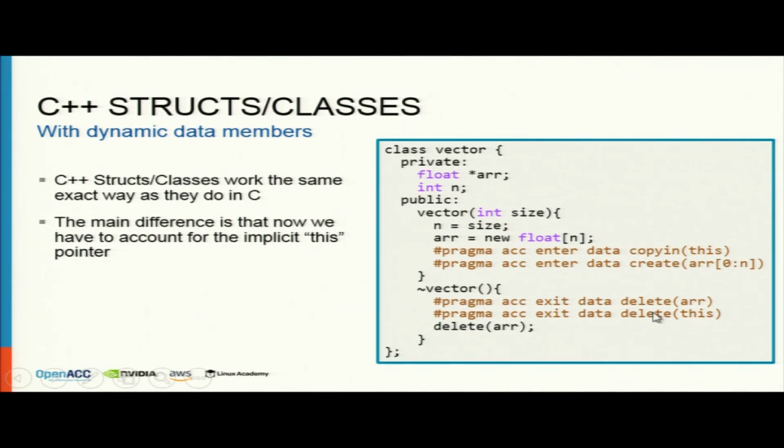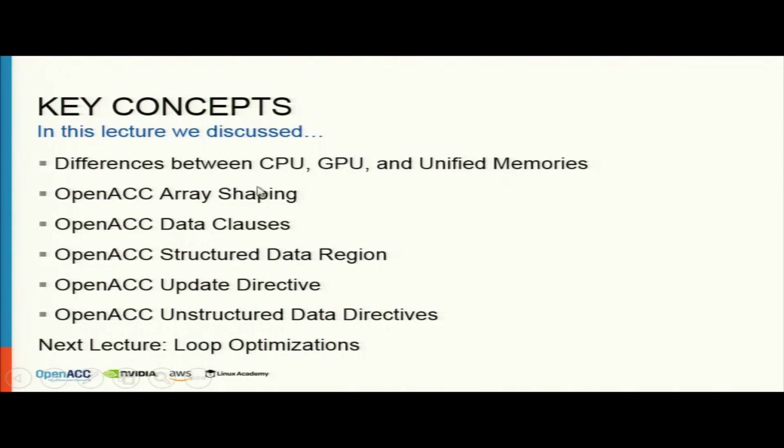So what you are going to do in this particular lab is basically to make use of this unstructured data region, remove that managed memory, and see if you get more performance, right? So we saw the difference between CPU, GPU, unified memory in the beginning. We have now seen array shaping, data clauses, structured data region, update clauses, unstructured, and in the next lecture we are going to look at loop optimization.